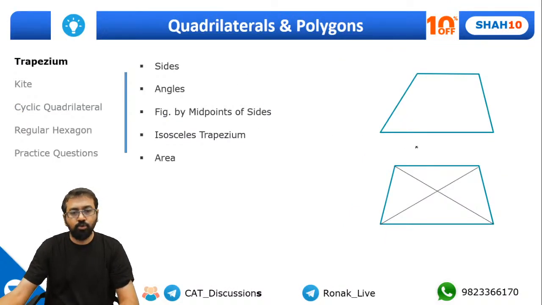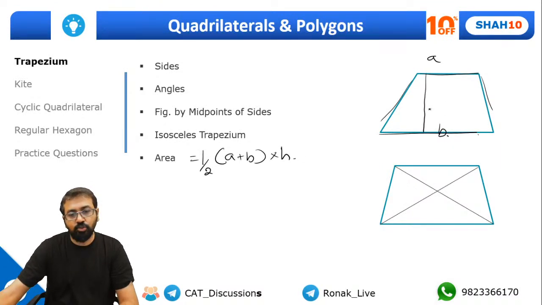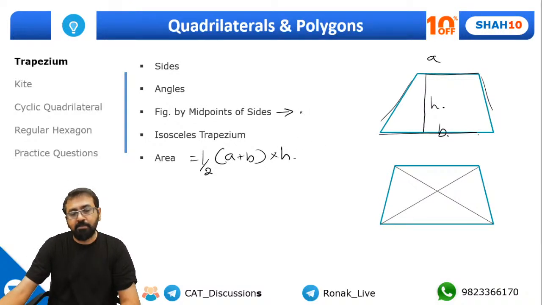Trapezium has only one pair of sides parallel, the other sides are not parallel. What is the area of trapezium? If this is A, this is B, the area will be half the sum of the parallel sides into height. What is height? The distance between these two parallel sides. As simple as that.